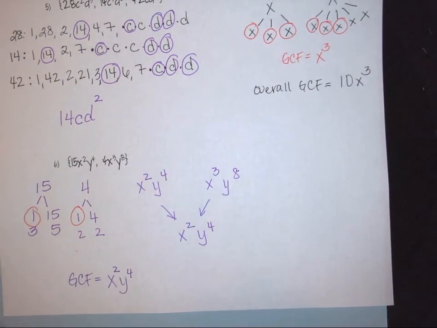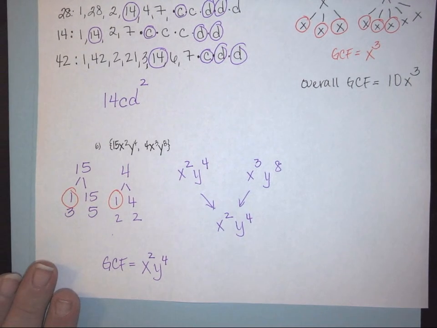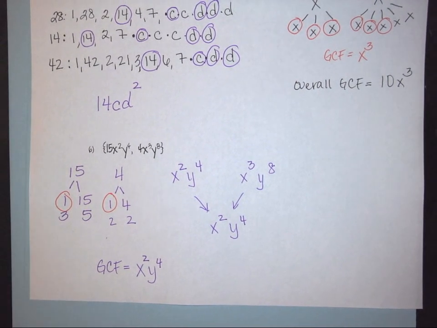So there you have it. Those are 6 different examples of being able to find your greatest common factor using either your listing factors method or using prime factorization.